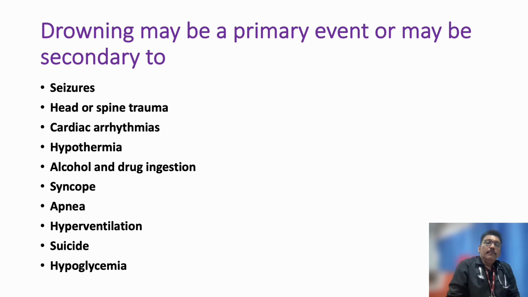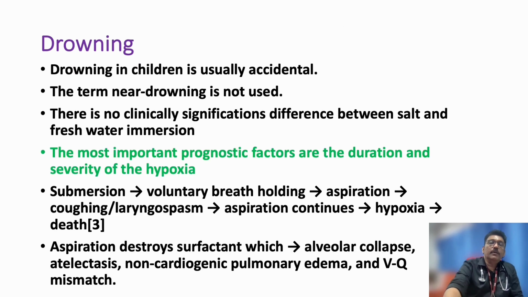Drowning can be a primary event without any leading cause, or it may be secondary to the patient having developed seizures, head or spine trauma after diving into the pond, cardiac arrhythmias, hypothermia, alcohol and drug ingestion. That is one of the most important problems in patients who develop drowning: alcohol and drug ingestion, syncope, apnea, hyperventilation, suicide, hypoglycemia. All these things are very important. Most of the time in children it is accidental.